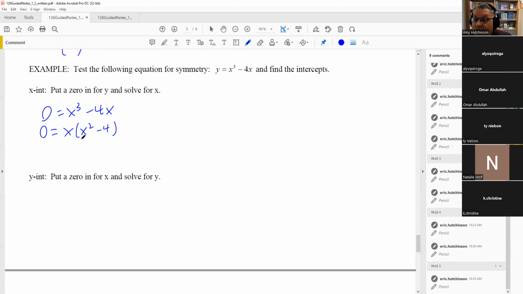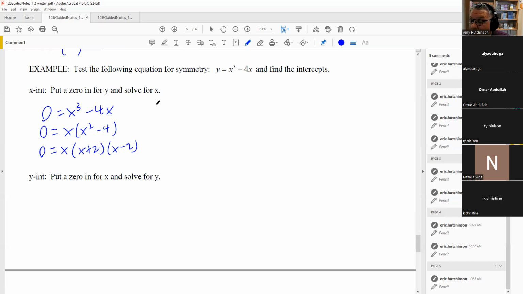What I have left here is another type of difference of squares. This is like that My Open Math example I showed earlier. To do this, you're going to use the difference of squares formula. So this is x plus 2, x minus 2. You can also think of it as what two numbers multiply to make negative 4 but add to be 0. That's going to be 2 and negative 2. That's another way you can think about that as well.